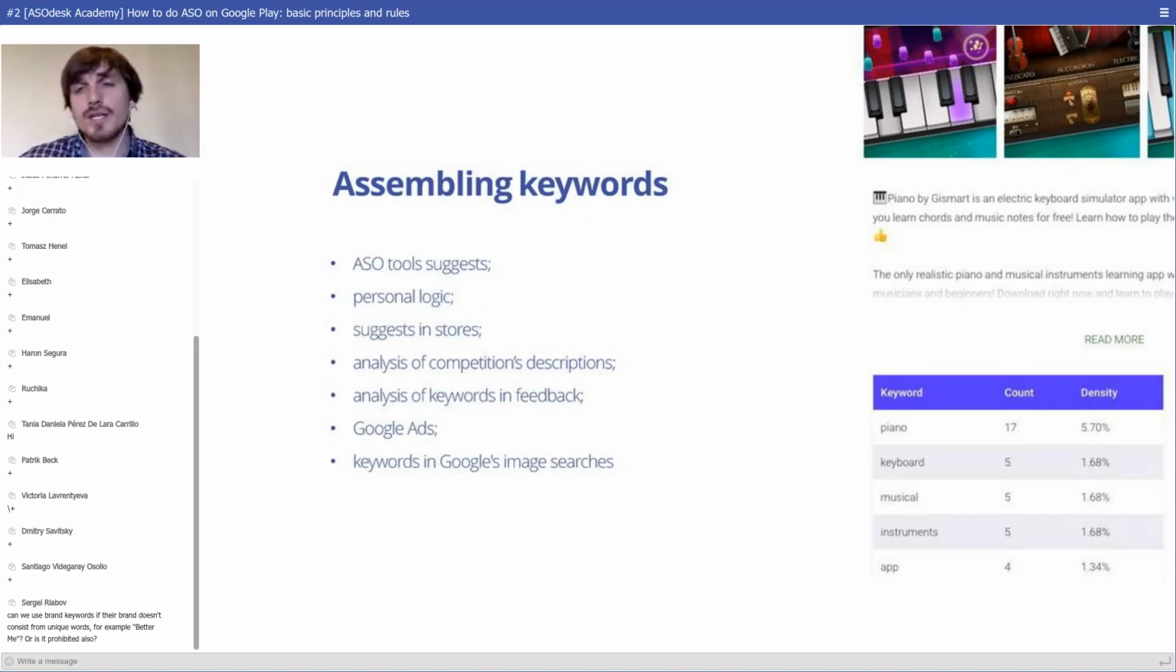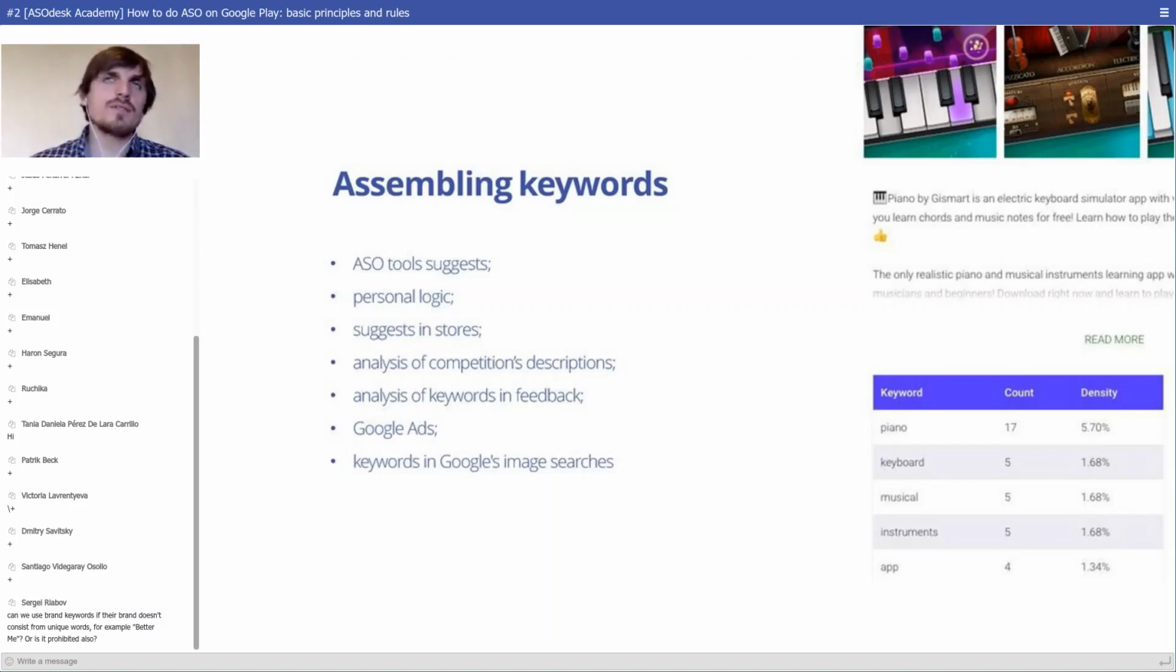So we can easily understand the keywords our competitor is targeting. Analysis of keywords in feedback. Yep, modern ASO tools help us to extract the most repetitive keywords in reviews of the app. When people write reviews, they're using the wording they use regarding the app. So this analysis of keywords in feedback is available. Sometimes you might find nice ideas for keywords here.